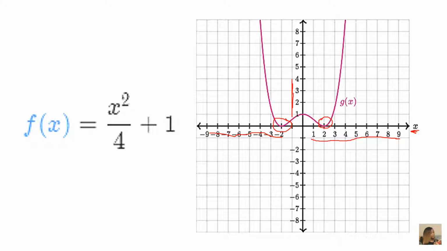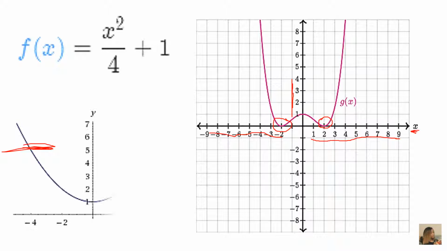Now let's think about the minimum value of f of x. So this is our function that I shared with you earlier on. F of x equals x squared over 4 plus 1. And in order to do a simple visual inspection to determine the minimum value of f of x, let's also plot it. So here goes a simple plot.